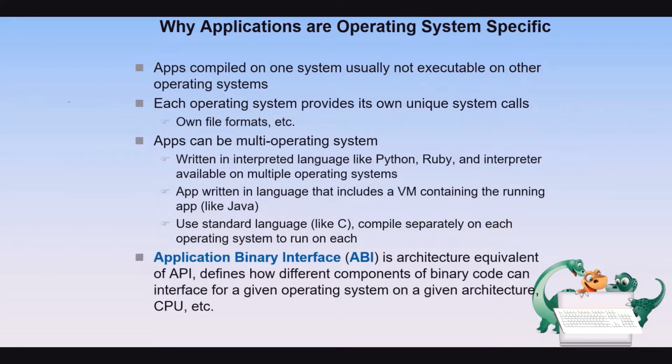Okay, so next, why applications are operating system specific. Now on this slide, what is said here is that once you have created a program in Windows, it should be running only on Windows. All right. So once you have created a program in Mac OS, it should be running on Mac OS. So apps compiled on one system are usually not executable on other operating systems. So each operating system provides its own unique system calls.